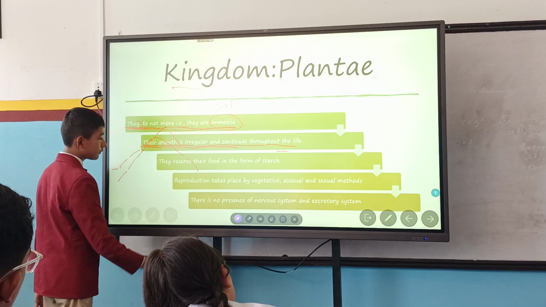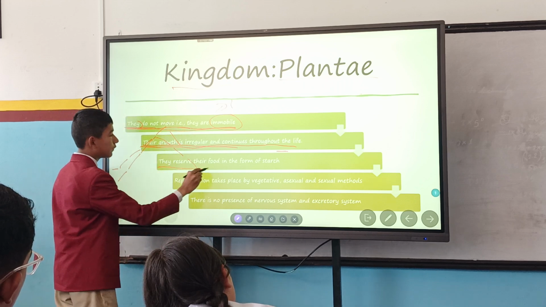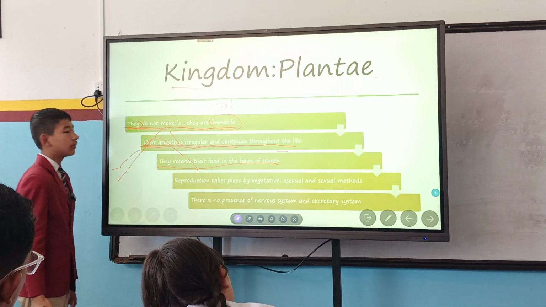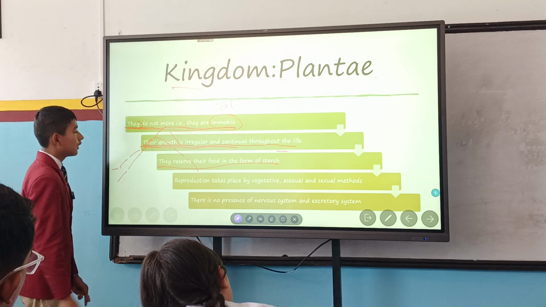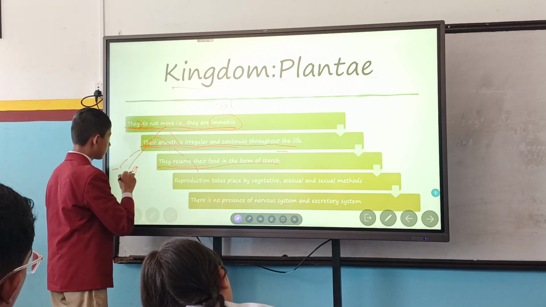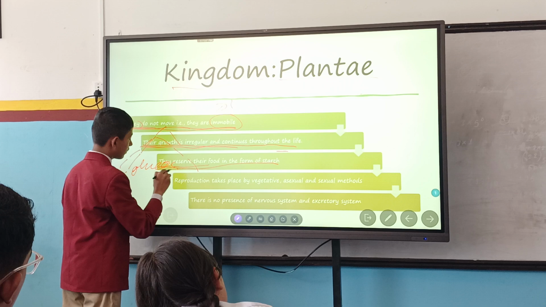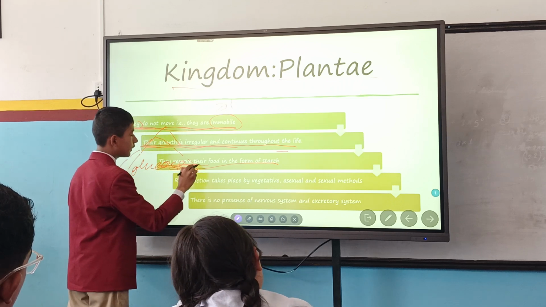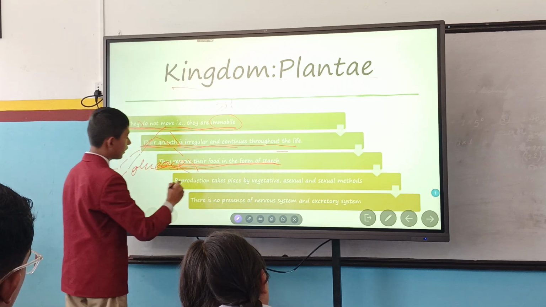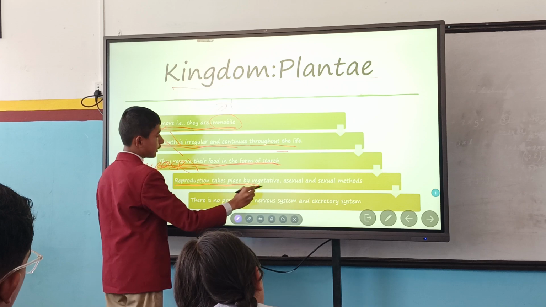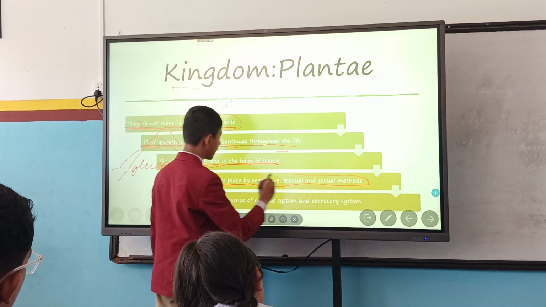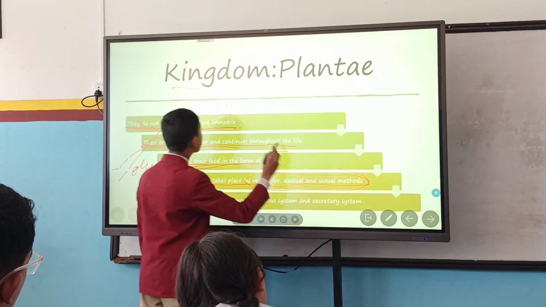It's given here, they reserve their food in the form of starch, whereas we human beings and animals reserve our food in the form of glucose. They reserve their food in their body in the form of starch. Reproduction takes place by vegetative, asexual and sexual methods. These are all the processes of reproduction in the kingdom Plantae.